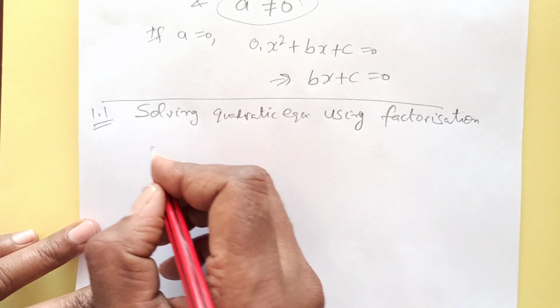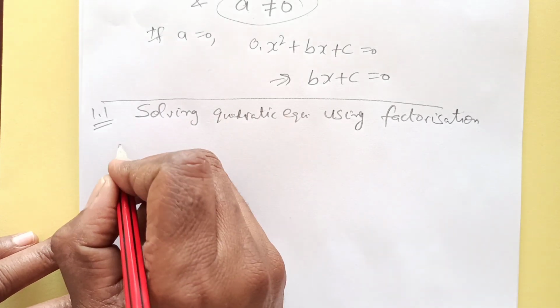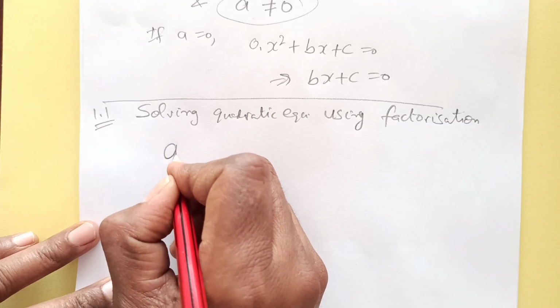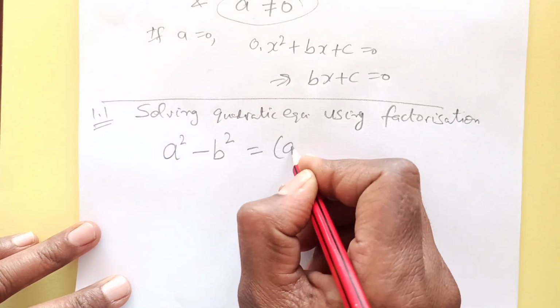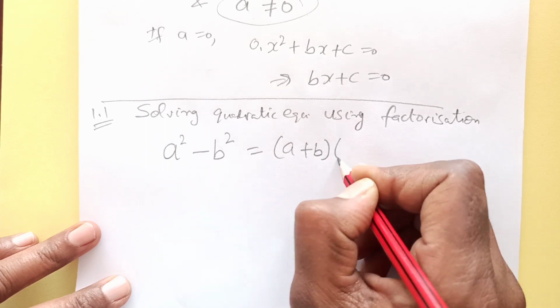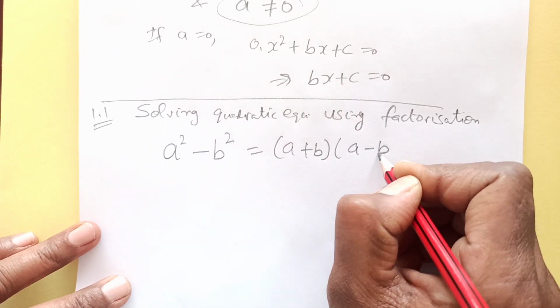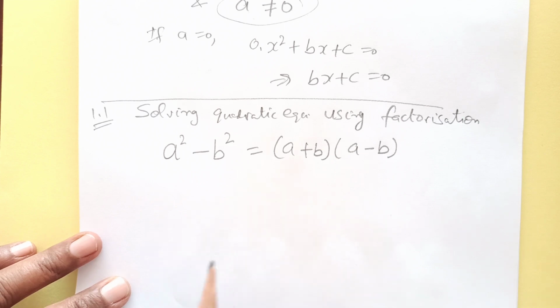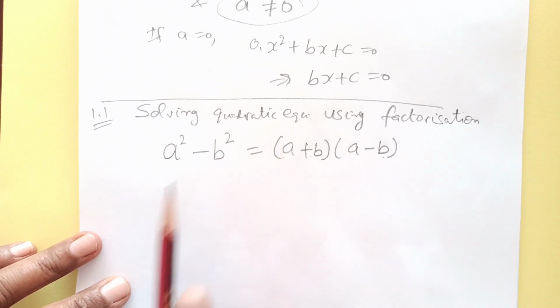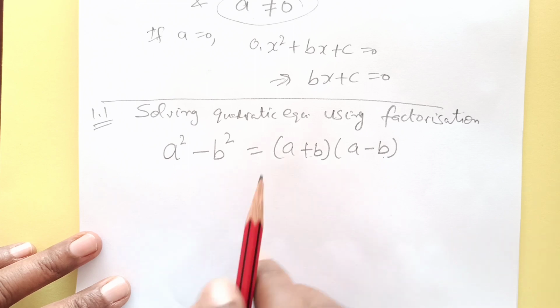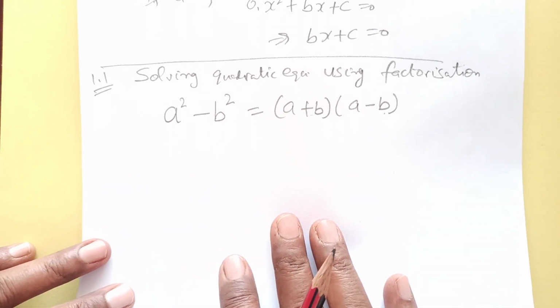difference of the squares. Now you know that formula, you should know that a squared minus b squared is equal to a plus b times a minus b, right? So when you expand these brackets, you are going to get a squared minus b squared. We will use this method to factorize certain questions.